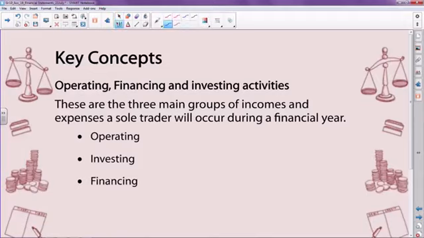The first one will be your operating section. The second one will be your financing. And then lastly, your investing. Now, these are the three main groupings of all income and expenses.